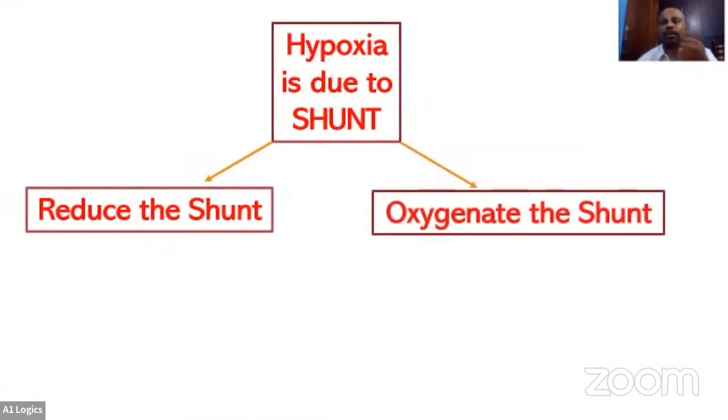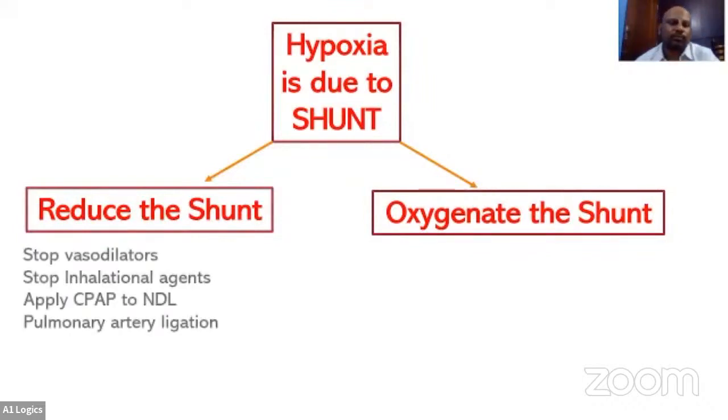See, the shunt means the blood that is flowing through the upper lung, the operated lung or the non-dependent lung. So there is blood flowing through that, and even with 100% oxygenation of the lung which is down, you will always have hypoxia. So the best method is to reduce that shunt or oxygenate the shunt.